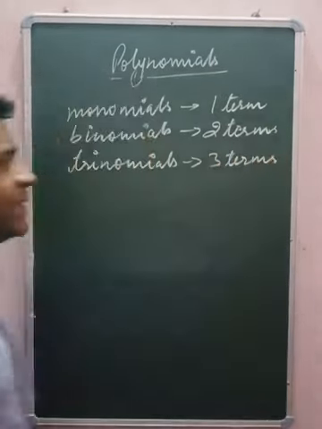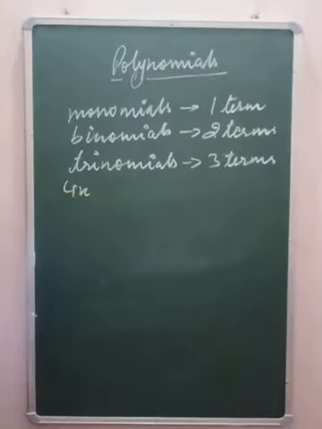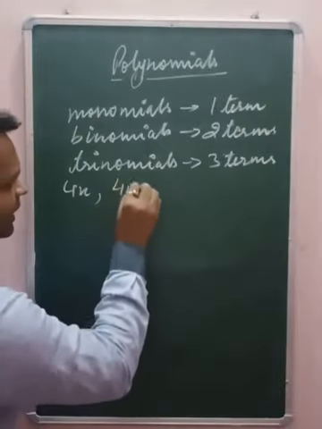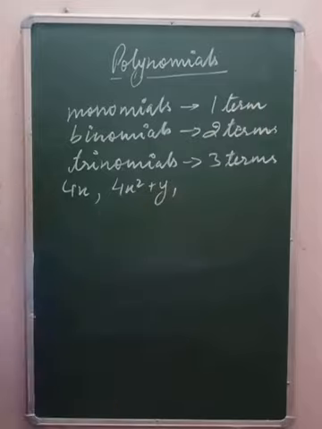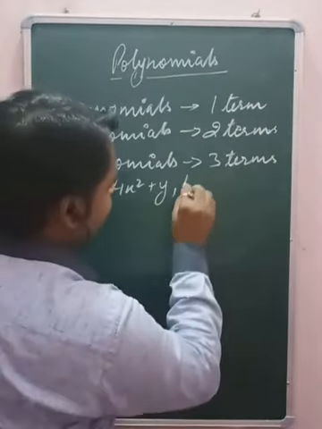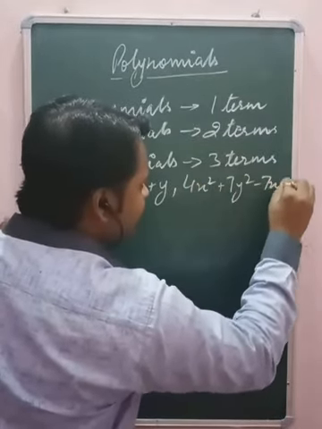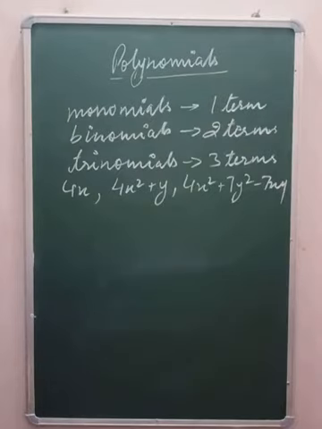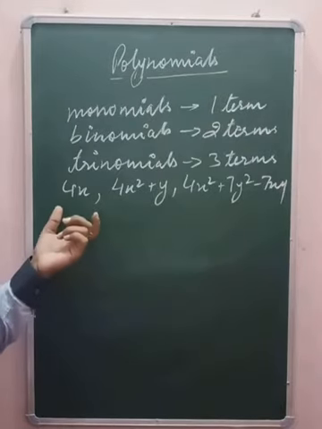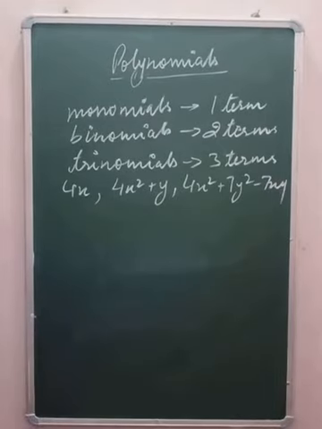So these were on the basis of terms. We can take an example here. This one is 4x. It is a monomial. If we take an example of a binomial, we can write it like this: 4x square plus y. A trinomial should have three terms. Here it can be written like 4x square plus 7y square minus 7xy. So these are the examples which indicate which one is the monomial, which one is the binomial, and which one is the trinomial. So these were on the basis of terms.